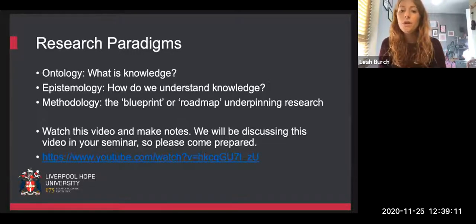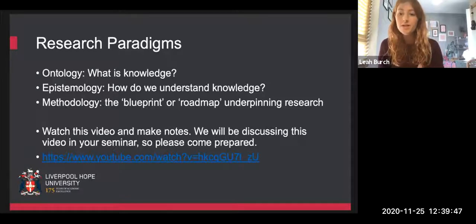So ontology is our perception of social reality, and depending upon our own ontological beliefs, we might perceive that knowledge is a single truth, so that knowledge is something that we can systematically measure and identify through experiments, for example. Or we might think of knowledge as something that's socially constructed and actually constructed between social actors, so between us, and that multiple realities exist.